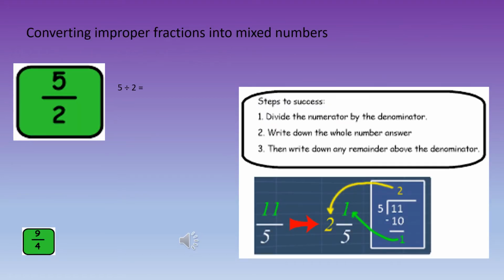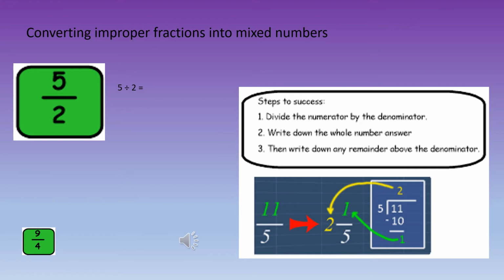So let's have a look at another way to convert improper fractions into mixed numbers. Let's have a look at the steps to success. Have a look at the diagram on the right-hand side of the screen. First of all, you divide the numerator, the top number of the fraction, by the denominator, the bottom number of the fraction. You write down the whole number answer and then write down any remainders above the denominator, giving you a fraction. Let's have a look at this fraction here, 5/2.